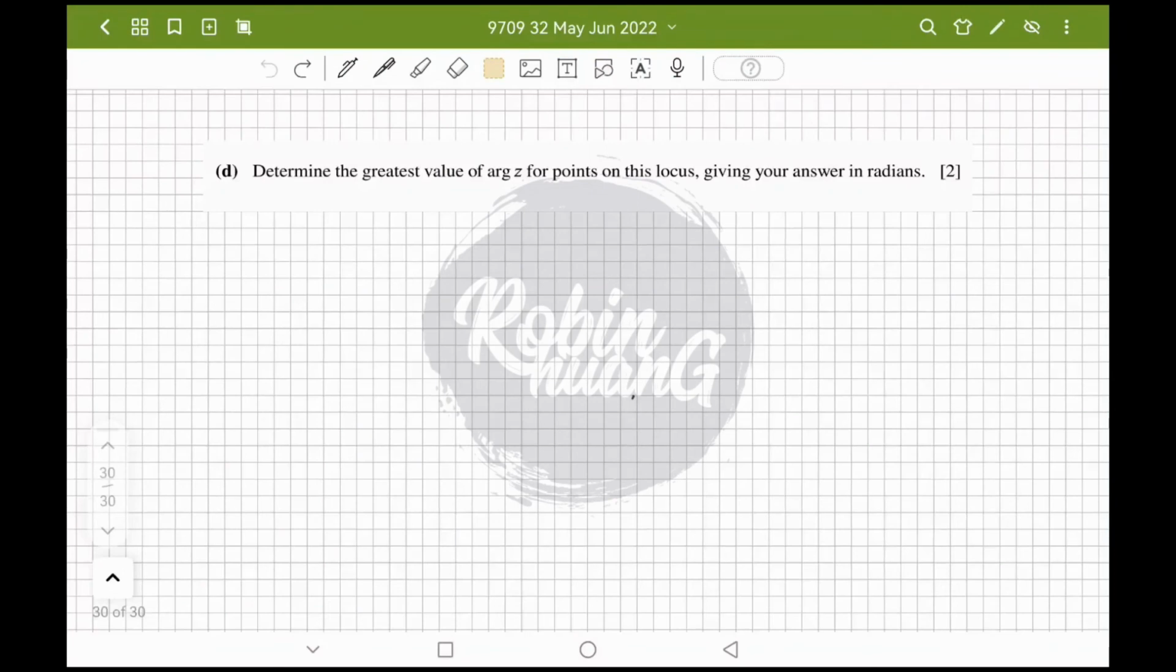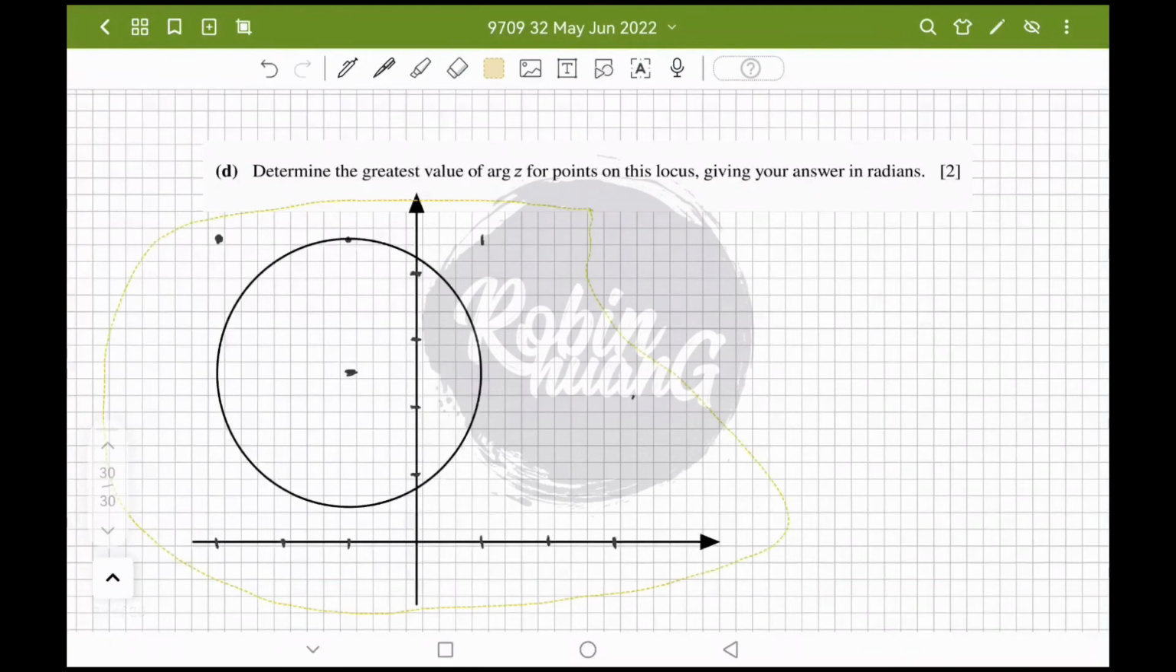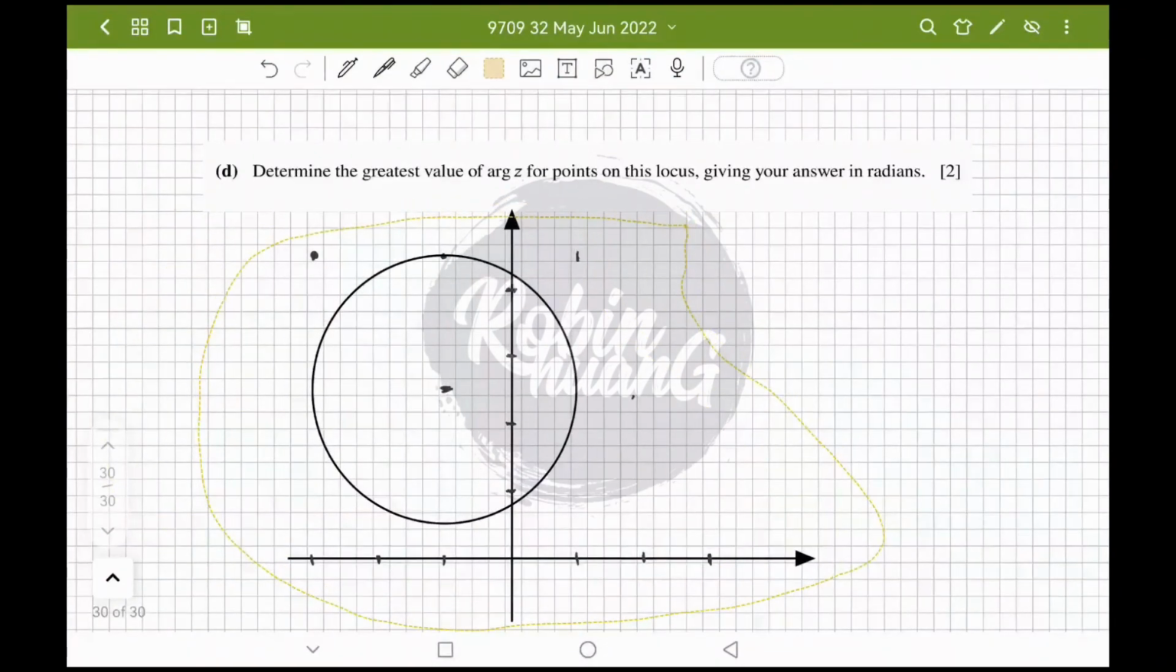Determine the greatest value of arg z for points on this locus, giving your answer in radians. First I'll copy and paste my Argand diagram from the previous question. Now to find the greatest value of arg z, we can write like this. So this is the greatest angle.